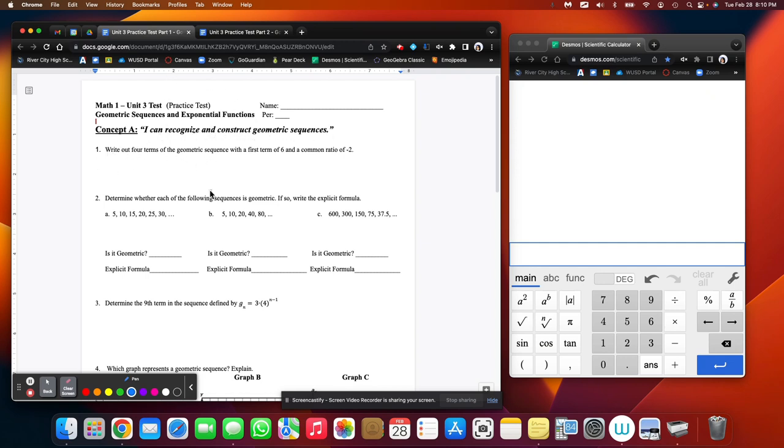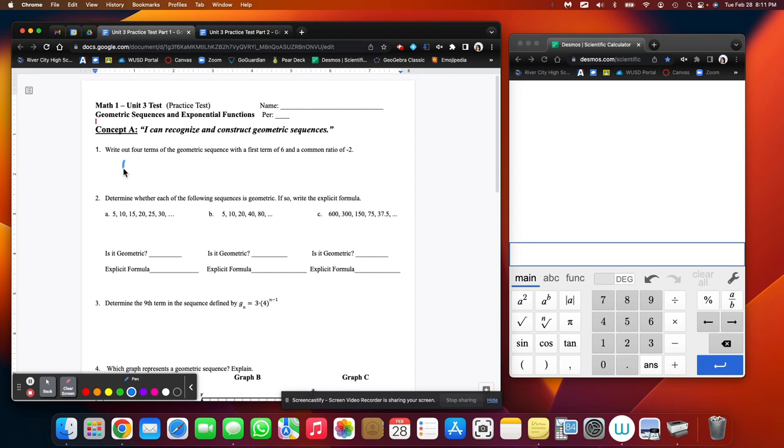So number one says, write out four terms of the geometric sequence with a first term of 6 and a common ratio of -2. So we know that geometric means that it is a pattern of multiplying or dividing. Since our common ratio is -2, it's going to be a pattern of multiplying. Well, it's always a pattern of multiplying, I guess I should say, but since it's a 2, we don't have to think about dividing.